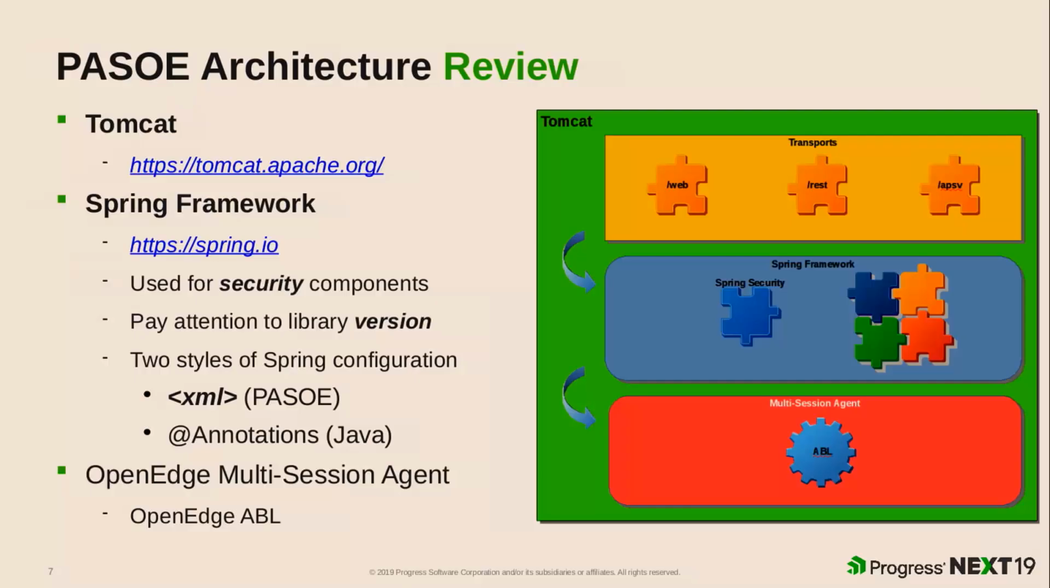So we'll do just a quick little architecture review here of PASOE. Coming from the top down, a web request would come in, and as we know, the PASOE platform is based on Tomcat. So Tomcat will receive this request, and one of our web transports, whether it's web, REST, APSV, intercepts that call, and then the Spring Framework kicks in. And the primary feature of the Spring Framework that PASOE is using is, of course, Spring Security. And we all know and love Spring Security, right? We're all working with that. It's easy to configure and debug and analyze.